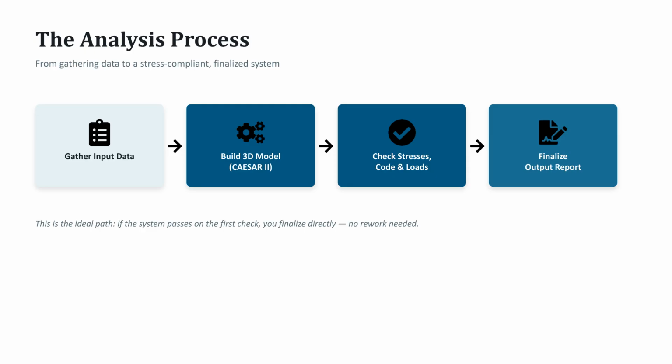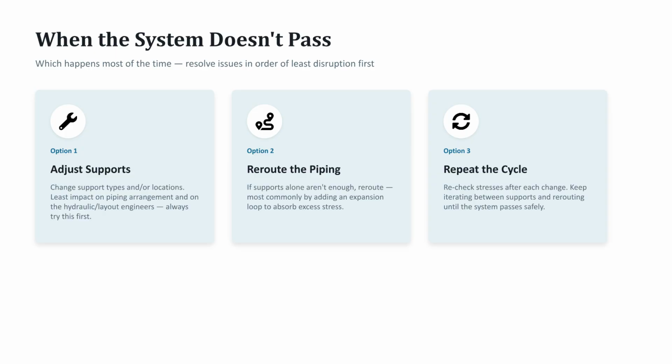Now, let's walk through the analysis process itself. You gather your input data, build the 3D model in Caesar 2, and then check stresses against code and load requirements. This is the ideal path. If the system passes on the very first check, you finalize directly, no rework needed. But that's not always how it goes. More often than not, the system won't pass on the first try, and that's normal.